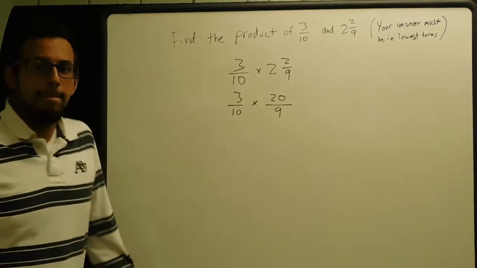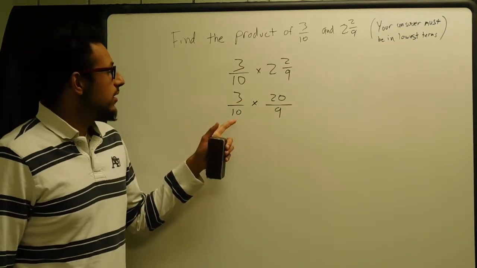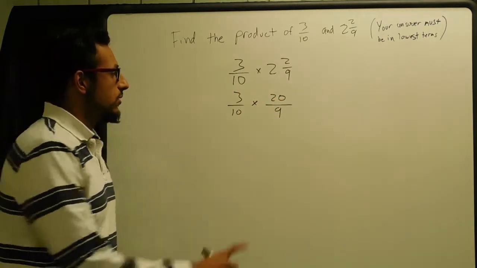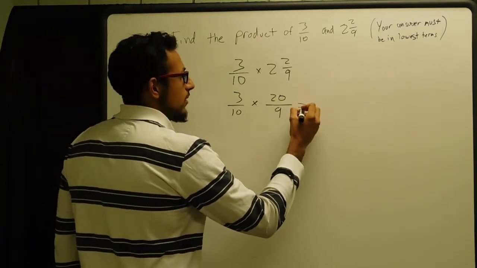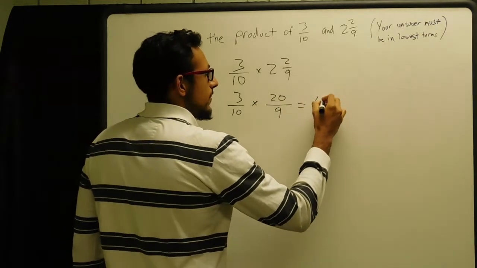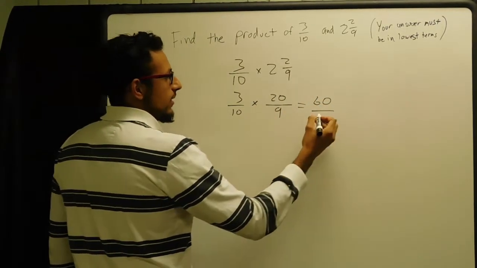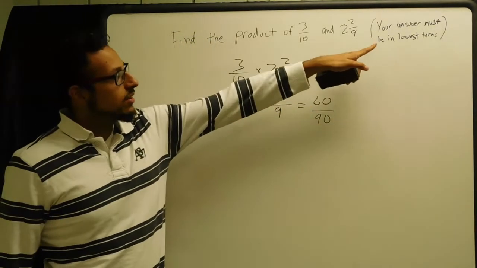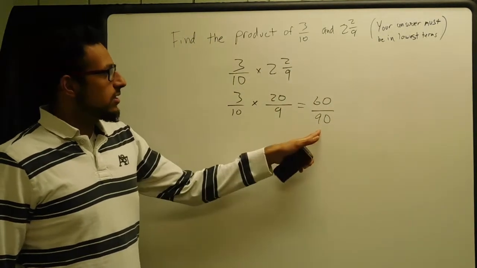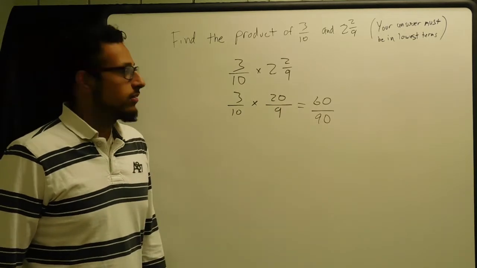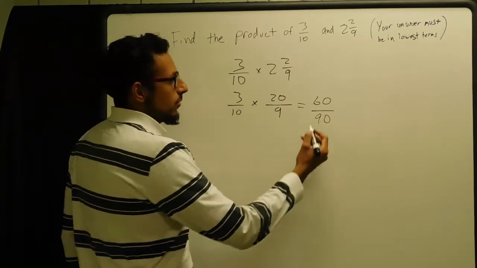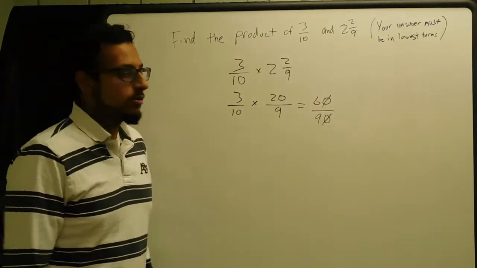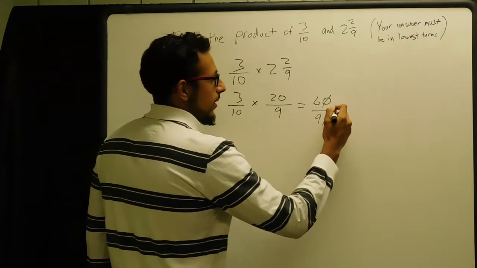We're going to multiply. So when we're multiplying fractions, we just multiply straight across the top and the bottom. So it's going to be 3 times 20, which is equal to 60, and 10 times 9, which is 90. So it says your answer must be in lowest terms. So this is not in lowest terms. We've got to simplify. So here we can cross out the zeros. The zeros cancel out. So we're left with 6 over 9, right?